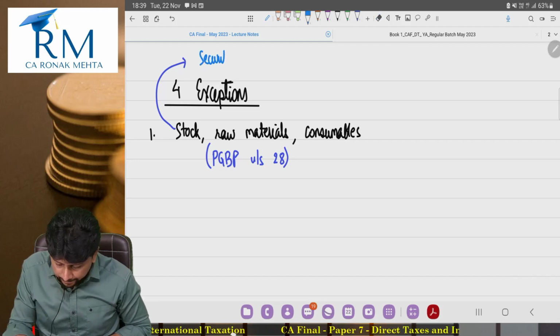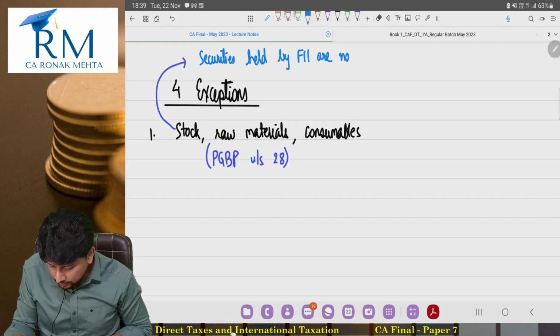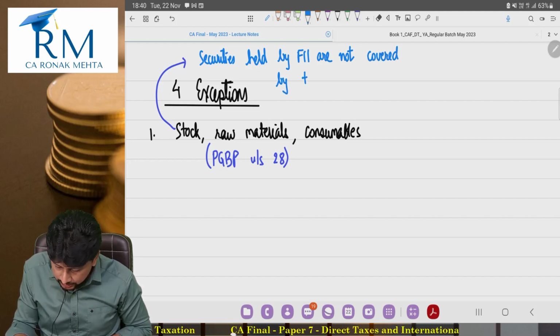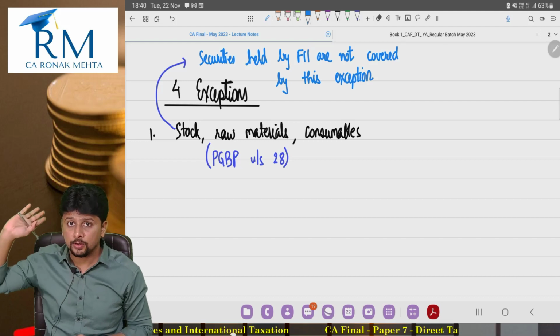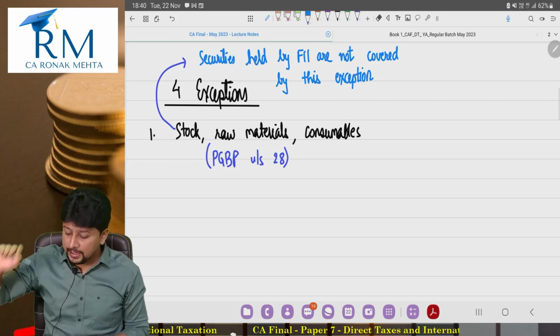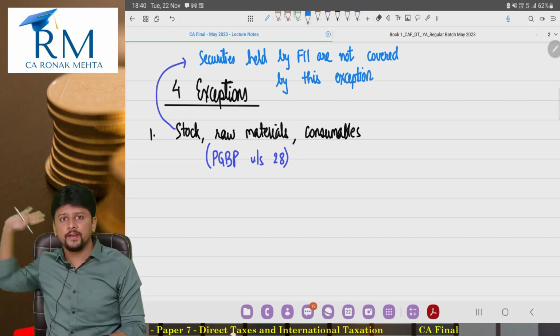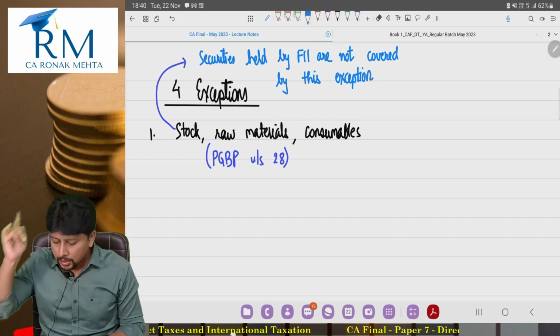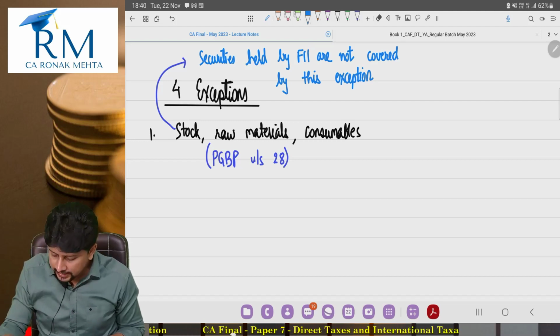Securities which are held by FII are not covered by this exception. This exception only applies to the first part of the definition, property of any kind. It does not apply to securities held by FII. FII, even if they hold securities, stock in trade or investment, for tax purposes, it's always a capital asset. Stock, raw material, consumables are to be taxed under the head PGBP, so not to be taxed under capital gains.